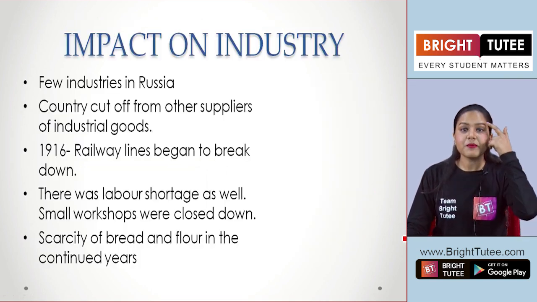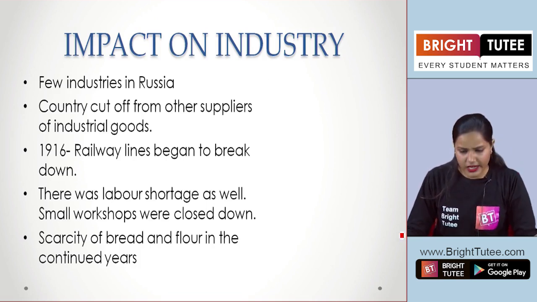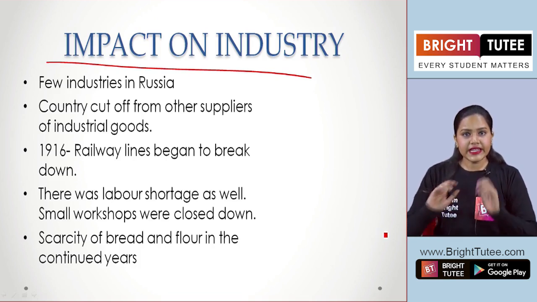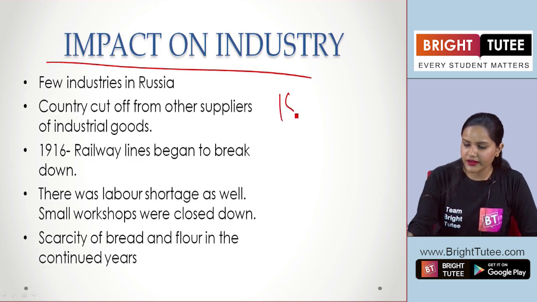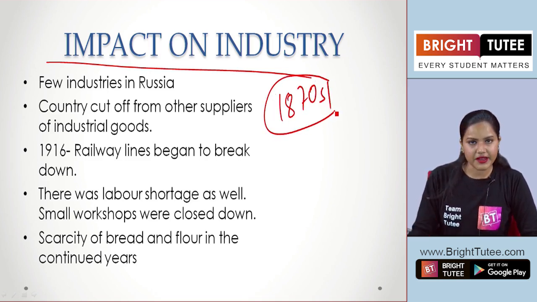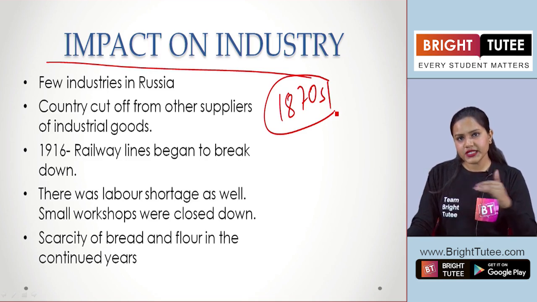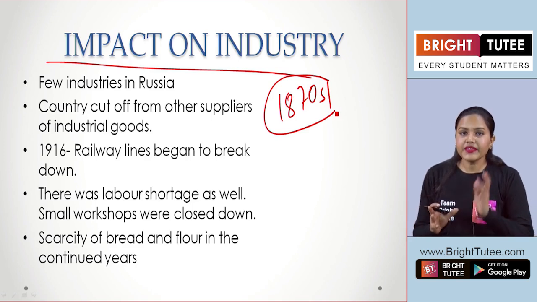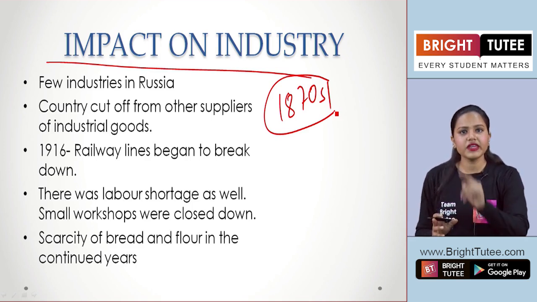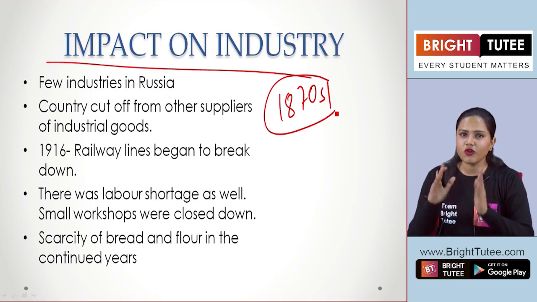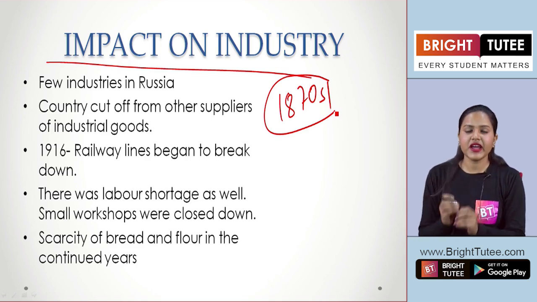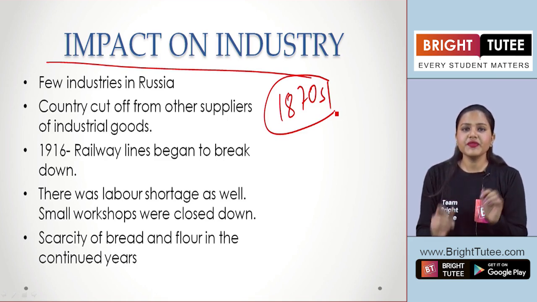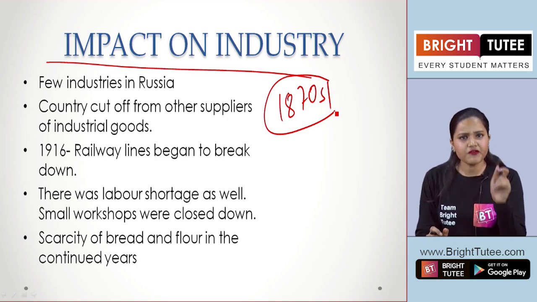Now talking about the impact on Russian industry. I told you that we will discuss it in detail here. Now we saw that in Russia, industrialization took place when? In the 1870s, correct? Yes. Now here industries and factories are getting developed in this region. But the condition of the workers who were working in these factories or industries was not that great, right? They were not living in better conditions here. However, the Russian industries were very few in number.